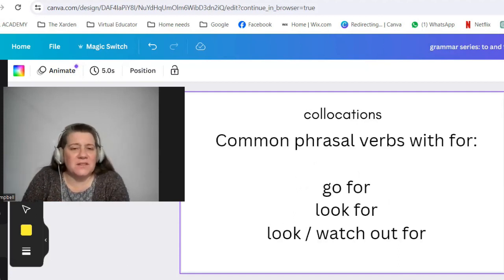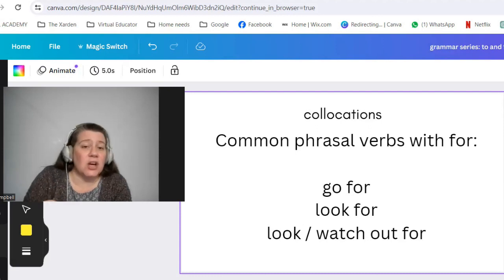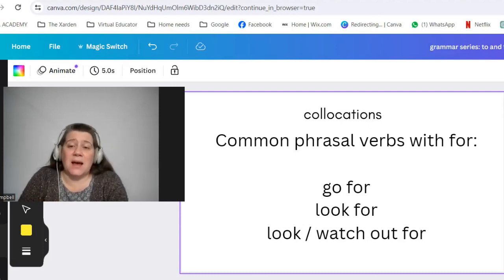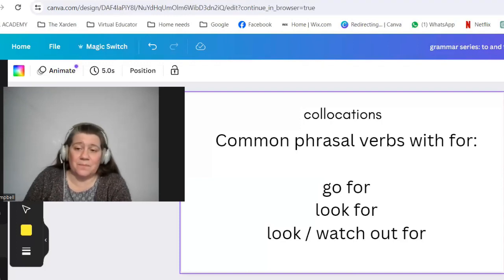And some phrasal verbs that we use with for are go for. He really goes for that. That means to go for something means that he likes it. He's going to go try and get it. To look for. When you lose something, you have to look for, same as search for. Look out for or watch out for means to pay attention and don't miss this thing.